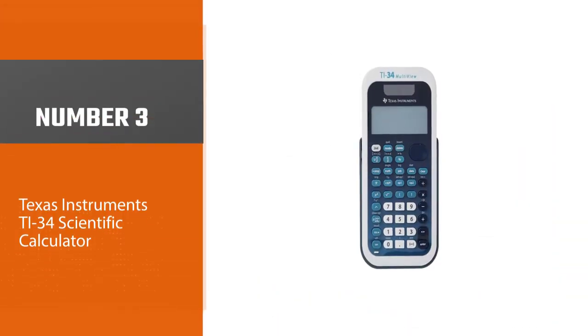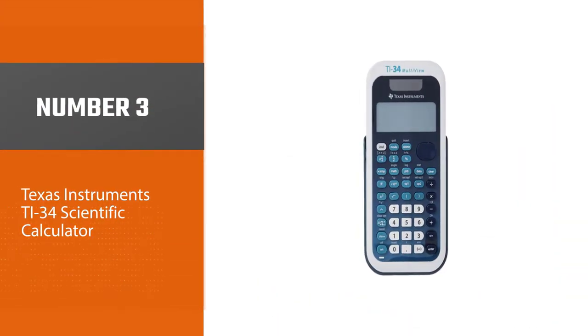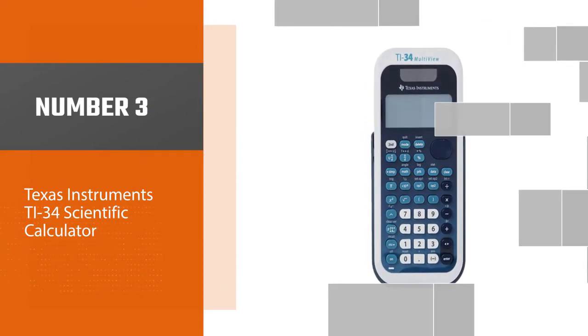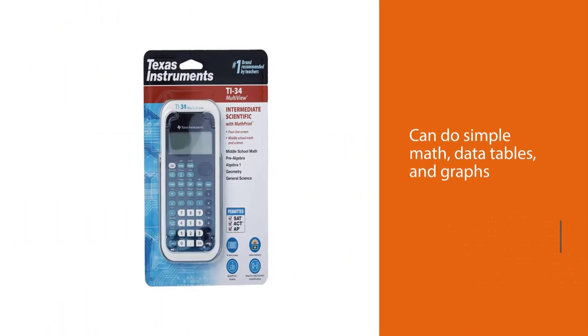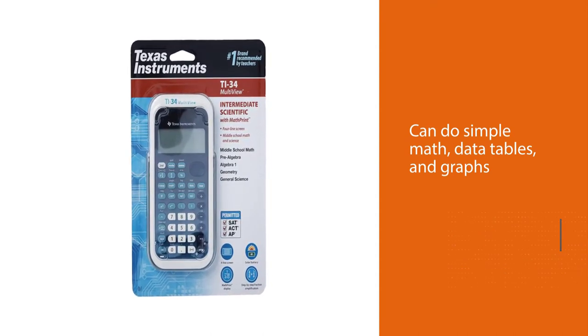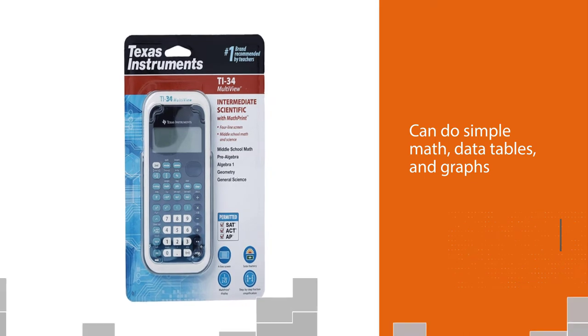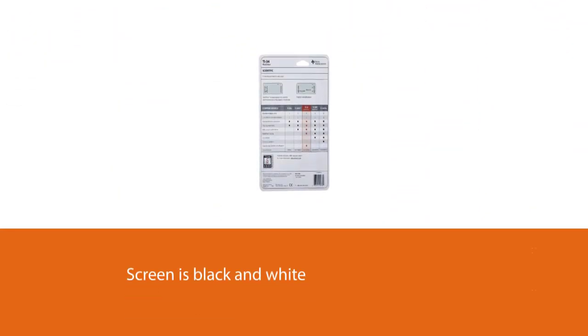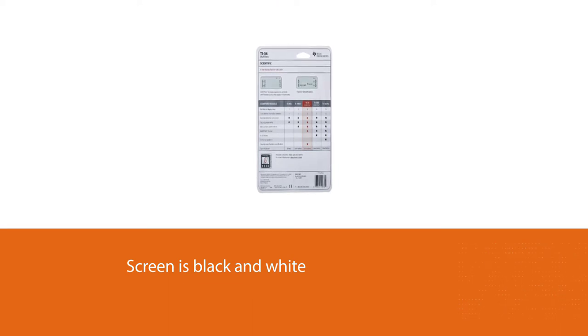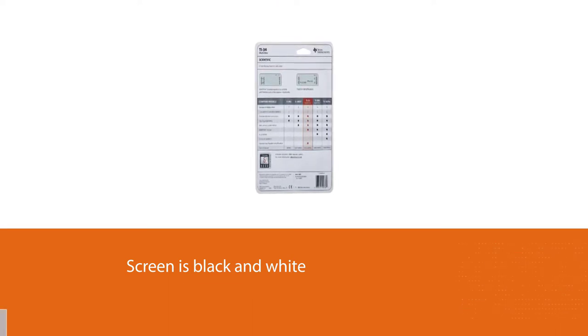Number 3. Texas Instruments TI-34 Scientific Calculator. This calculator can do simple math, data tables, and graphs. The screen is black and white and small, so if graphing is a component of your class, then do not rely on this calculator for detailed analysis. It expresses patterns rather than in-depth interpretations and computations.